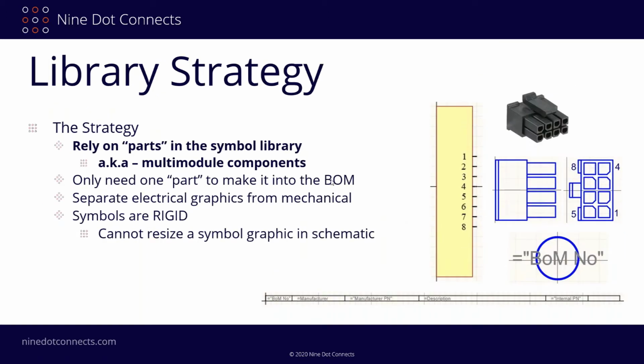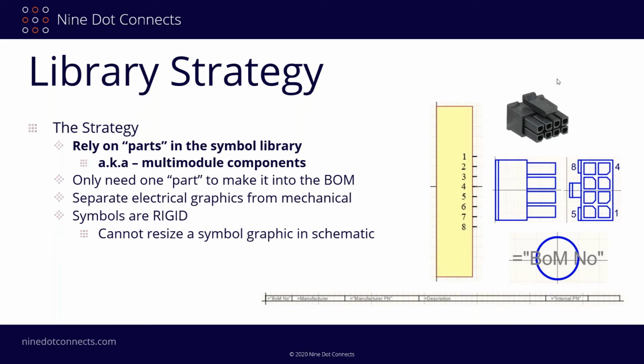So the library strategy is this. Number one, we have to rely on what Altium calls parts. So what are parts? Multi-module components. So under the tools menu, you go in and you click on parts and you add in another part. So this would be part A, B, C, D, E, and F. You'll see this as we're going along. You're probably familiar with it if you've ever created a multi-module component in Altium.